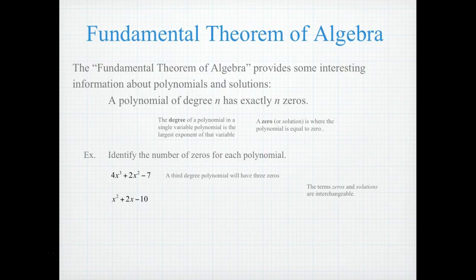X squared plus 2x minus 10. Here we have a quadratic trinomial. So this quadratic will have exactly 2 zeros. The next example, x to the fourth plus 7x to the third minus 10x. This is a fourth degree polynomial. We'll have exactly 4 zeros. And lastly, we have negative 3x plus 8. So this is a first degree polynomial, and it's going to have exactly 1 zero.